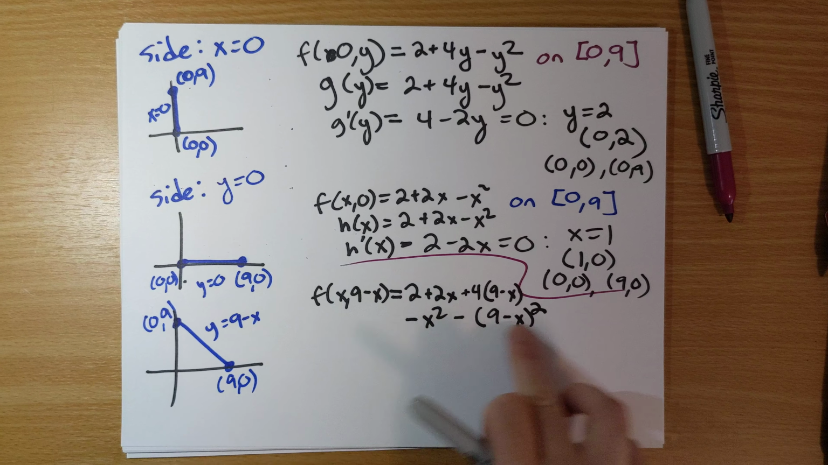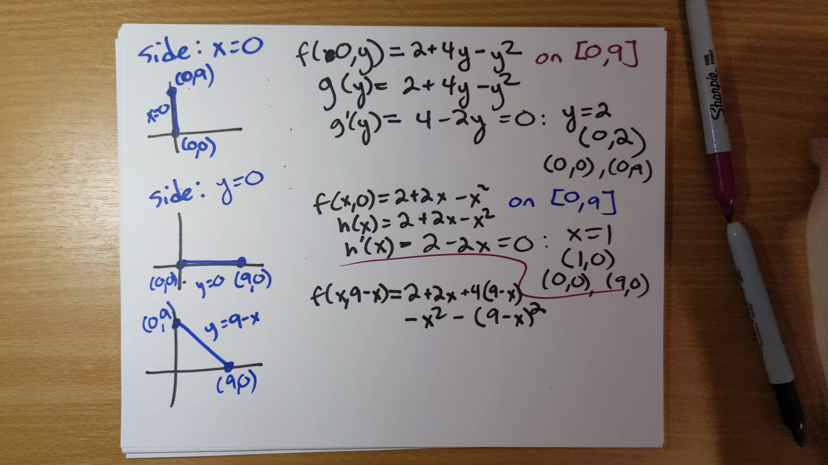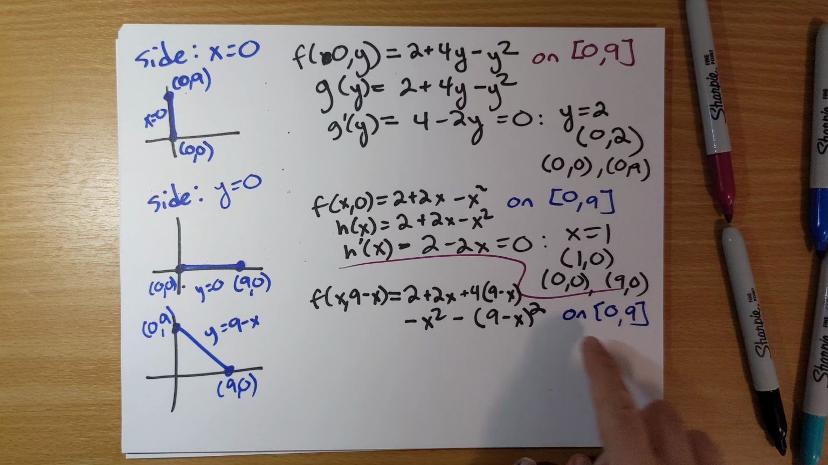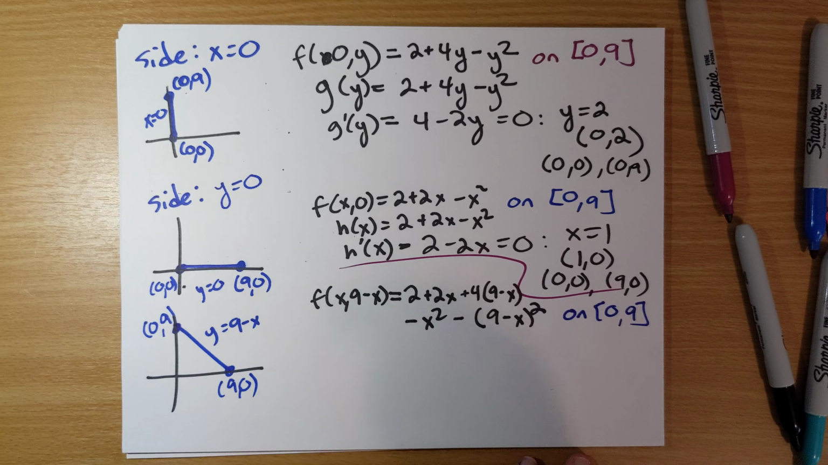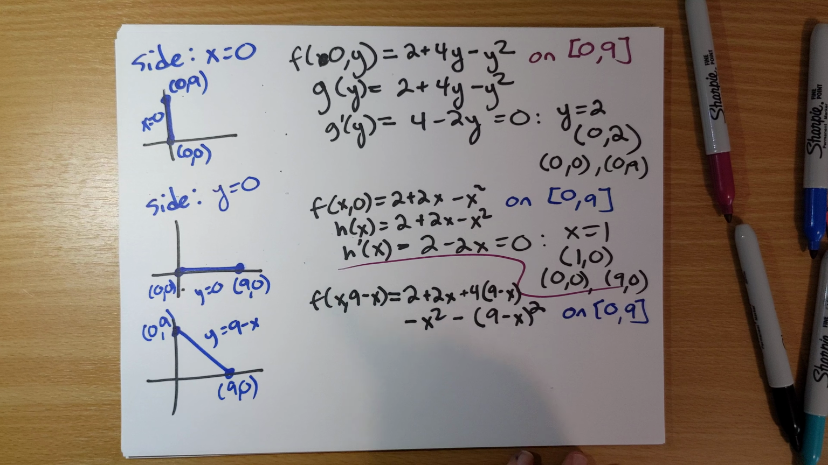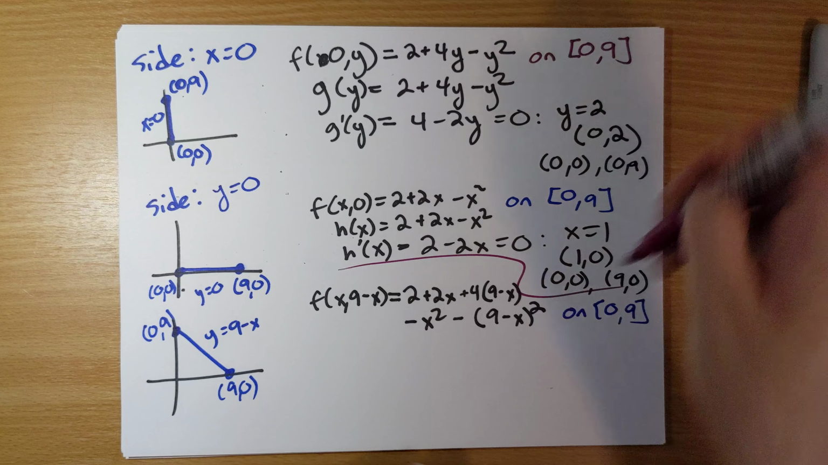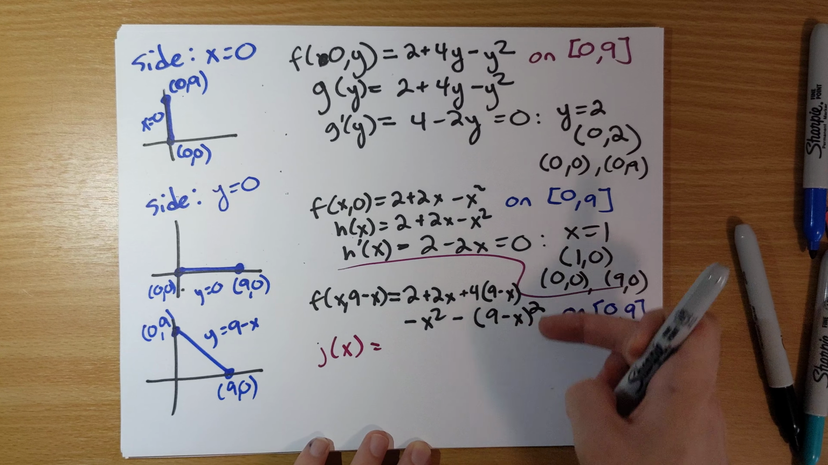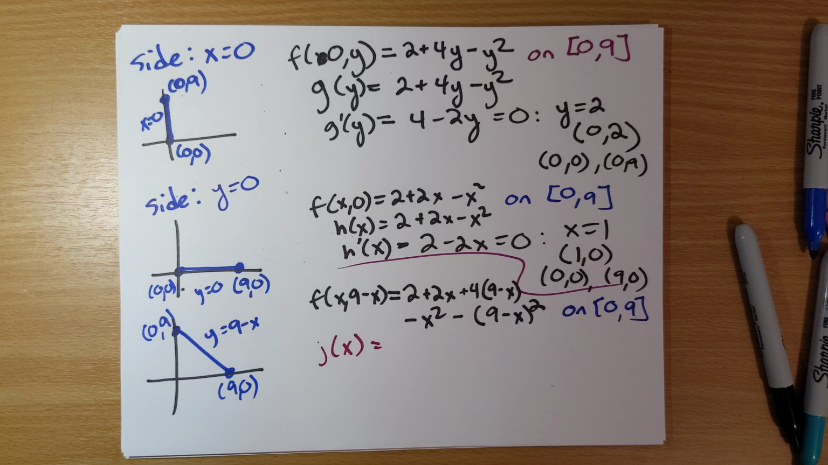So this is, once again for the last time, I should say the boundaries, the interval we're doing this on is x runs from 0 to 9. This is a function of one variable. This is just a function of x. Let me call this j of x is equal to this expression.